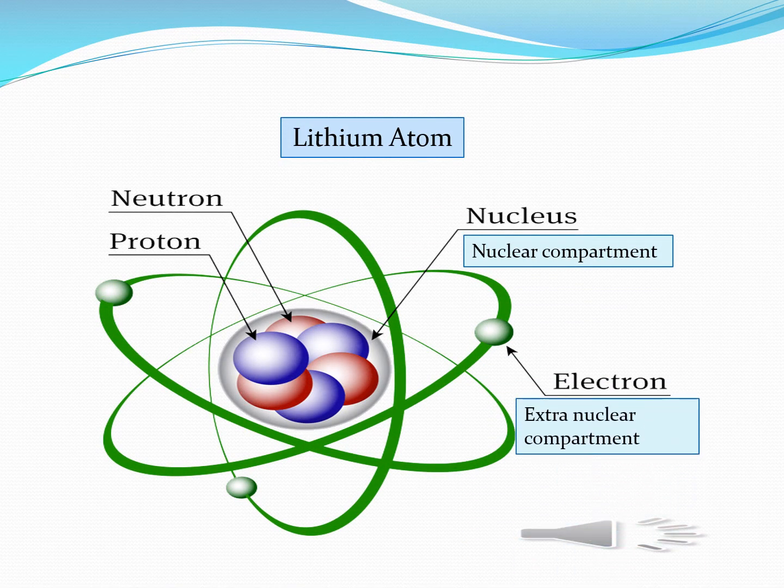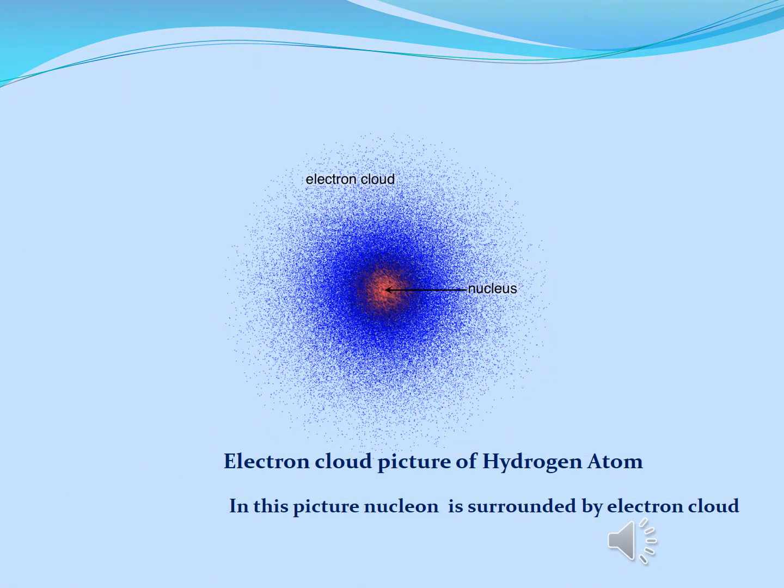It is a lithium atom having three protons and three neutrons in the nucleus, and three electrons in the extranuclear part in different atomic orbitals. As per wave theory, electron is a stream of negatively charged cloud surrounding the positively charged nucleus. The cloud gets the approximate shape of the orbital.